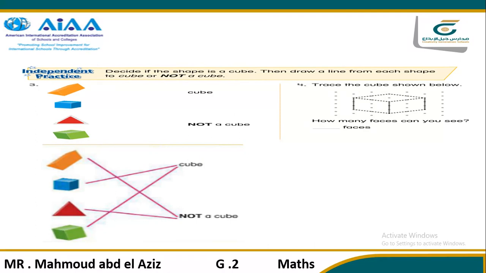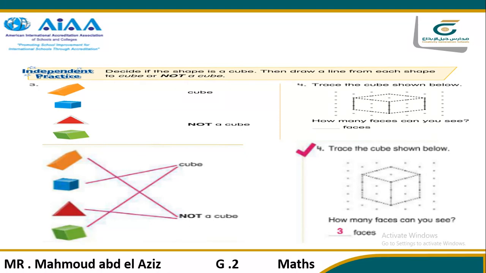Another question here, number 4. Trace the cube shown in blue. How many faces can you see? So how many faces can you see here in this cube? Excellent, 3 faces. 3 faces we can see. But any cube has how many faces? 6 faces. But here you can see just 3 faces.